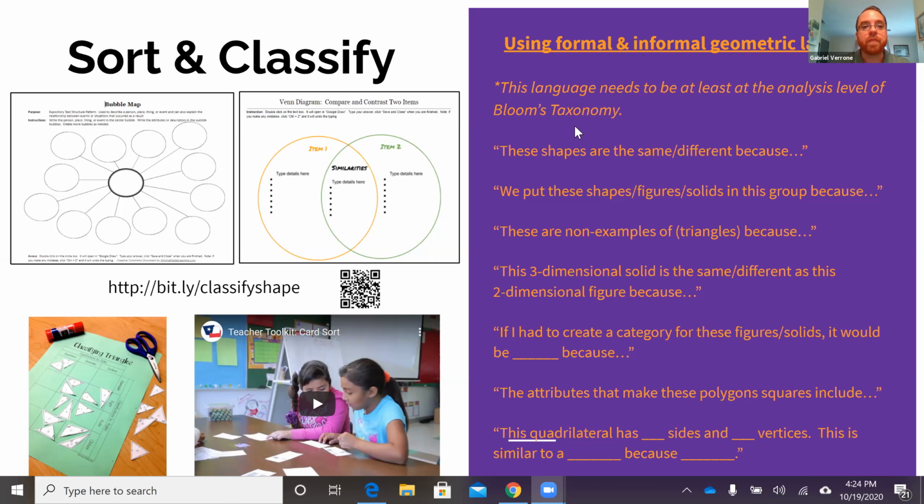I'll give you about 30, 40 seconds to read, but when using formal and informal geometric language for classifying and sorting, just make sure that language actually requires analysis. That's all. It needs to be at the Bloom's taxonomy level of analysis. And even for littles, are these shapes the same or different is a hard question for a 4-year-old. Imagine if they could say, well, because this one's round and this one's pointy. That's pretty good. It's not the best language, but it's informal, isn't it?